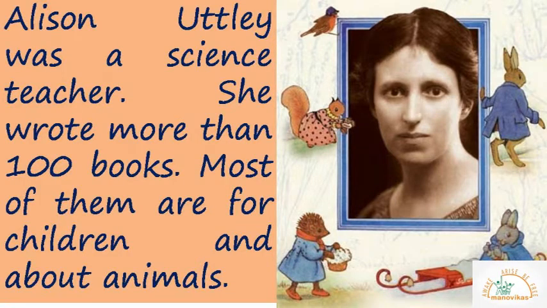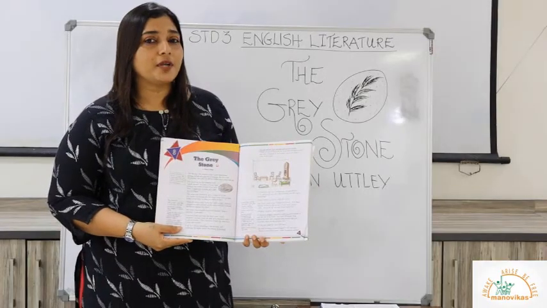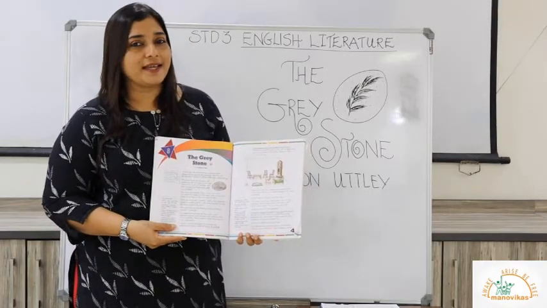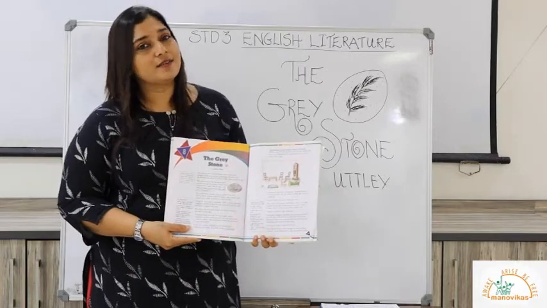Now let me tell you a little bit about the author Alison Utley. Alison Utley was a science teacher. She wrote more than 100 books. Most of them are for children and about animals. Now quickly open up your books to page number 68 and let's read the lesson together.